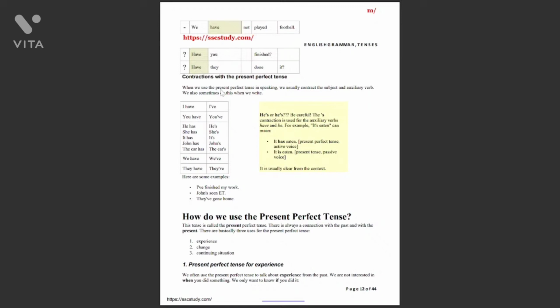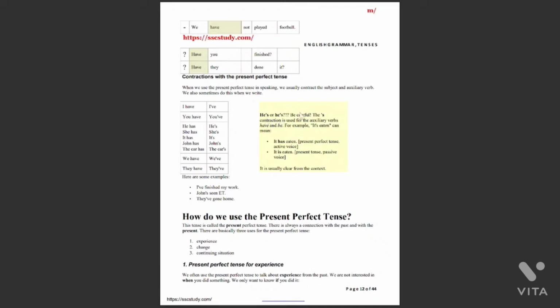Have they done it? Now, contractions with the present perfect tense. When we use the present perfect tense in speaking, we usually contract the subject and the auxiliary verb. We also sometimes do this when we are writing. You can see the shortened forms: I've, you've, he's, she's, it's, John's, the car's. These are the contractions with the present perfect tense.